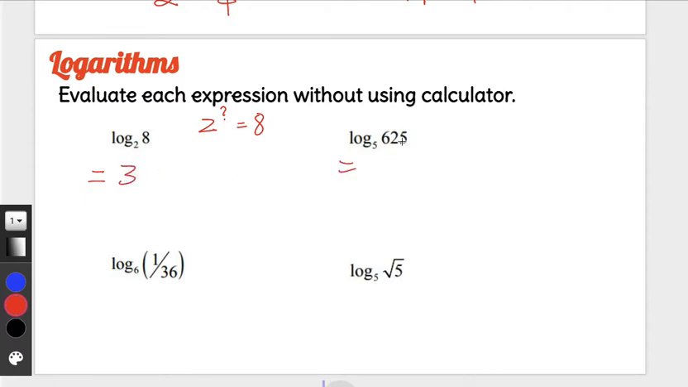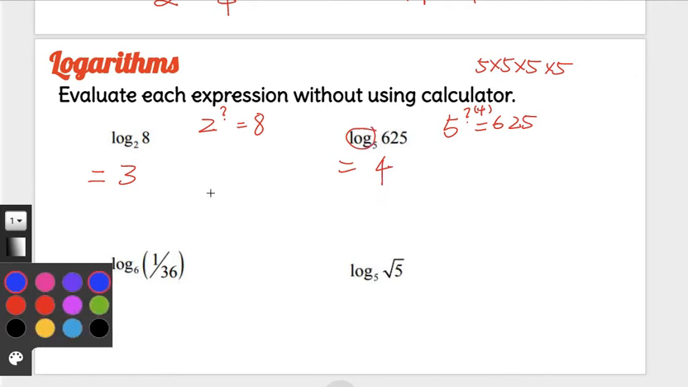This next one seems so big. So the question again: 5 to what number is going to be 625? We know 5 times 5 is 25, times 5 is 125. Not yet. Then multiply by 5 again, and you will see it is actually 625. So now we know 5 to the 4th power is 625. So that's why this answer is 4. Always remember, log is looking for exponents.